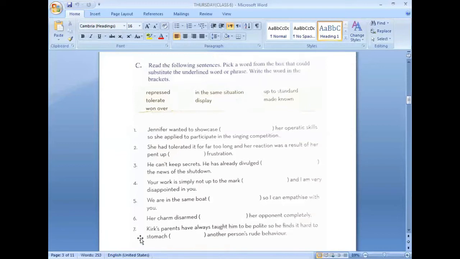Number seven, Kirk's parents have always taught him to be polite, so he finds it hard to stomach, dash, another person's rude behavior. So hard to stomach means hard to digest, hard to accept. So hard to stomach means tolerate. So Kirk's parents have always taught him to be polite, so he finds it hard to tolerate another person's rude behavior. So the seventh answer is tolerate.